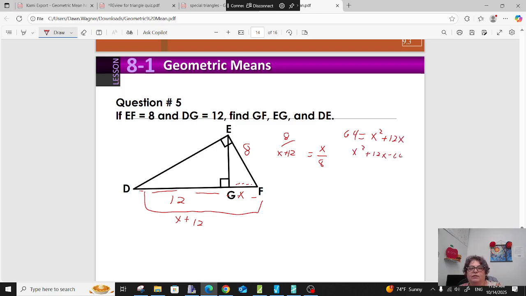I need to get this set equal to 0, so I could factor or use the quadratic formula. Either way would work. If I use factoring, this would be negative 64 up here, 12 here. It would be negative 4 and 16. So x minus 4, x plus 16 has to equal 0, x equals 4, or x equals negative 16. I throw out the negative because we're talking about a side length. So FG is equal to 4.